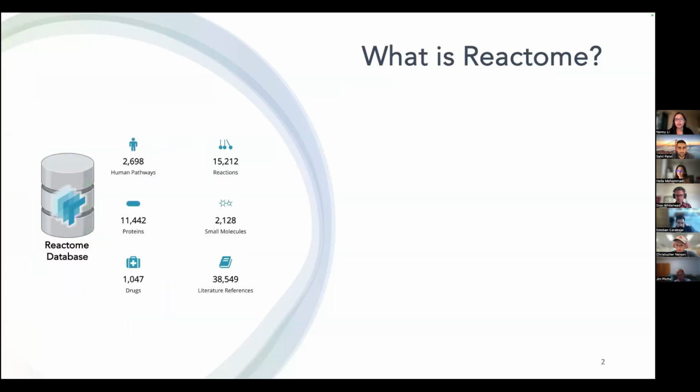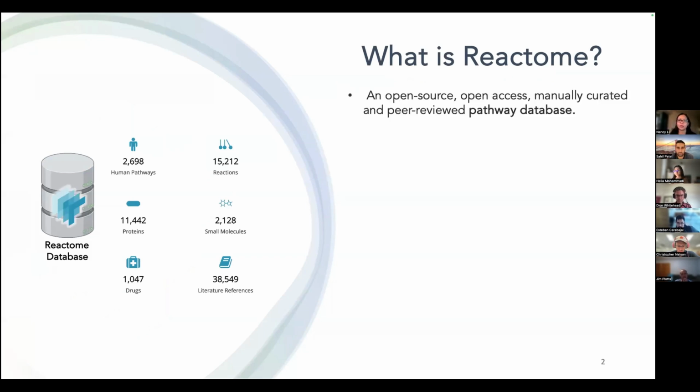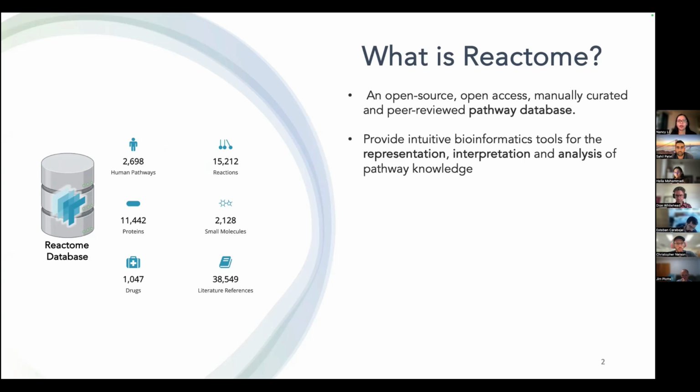So for those who are not too familiar with Reactome, what we are is an open source, open access, manually curated and peer-reviewed pathway database. So we provide essentially pathway data for human reactions, and some bioinformatic tools for representation, interpretation, and analysis of that pathway knowledge. And we provide this for free for any user. So no matter if you're working at a lab or working in industry, you can use this pathway knowledge however you wish. And the only thing we ask for is some credit. So if you publish, if you cite us, then that's sufficient for our licensing.